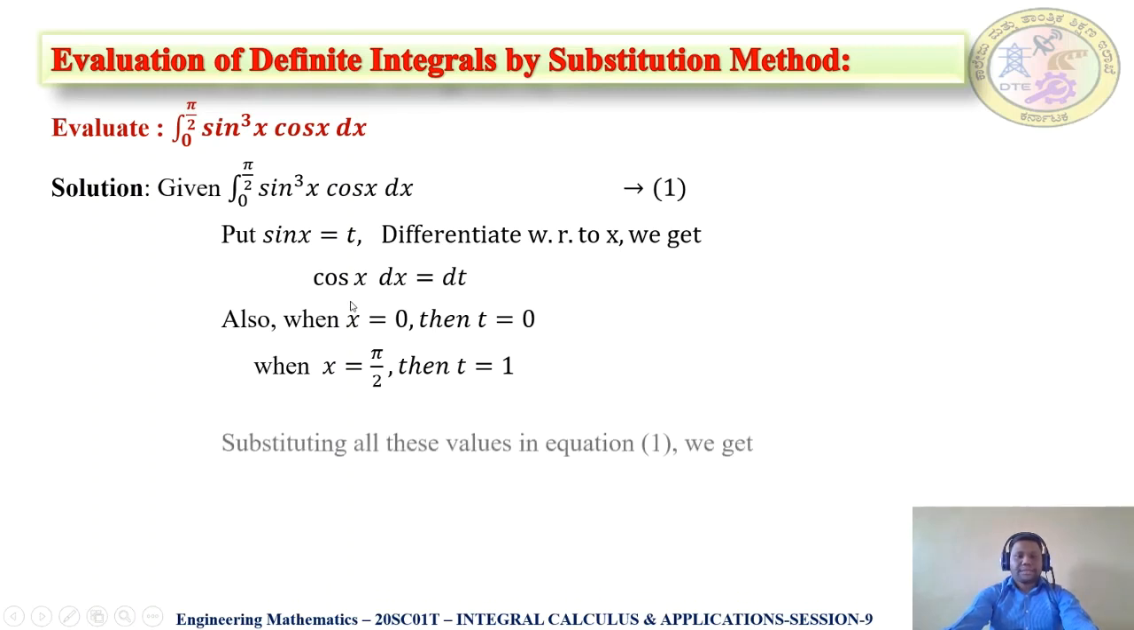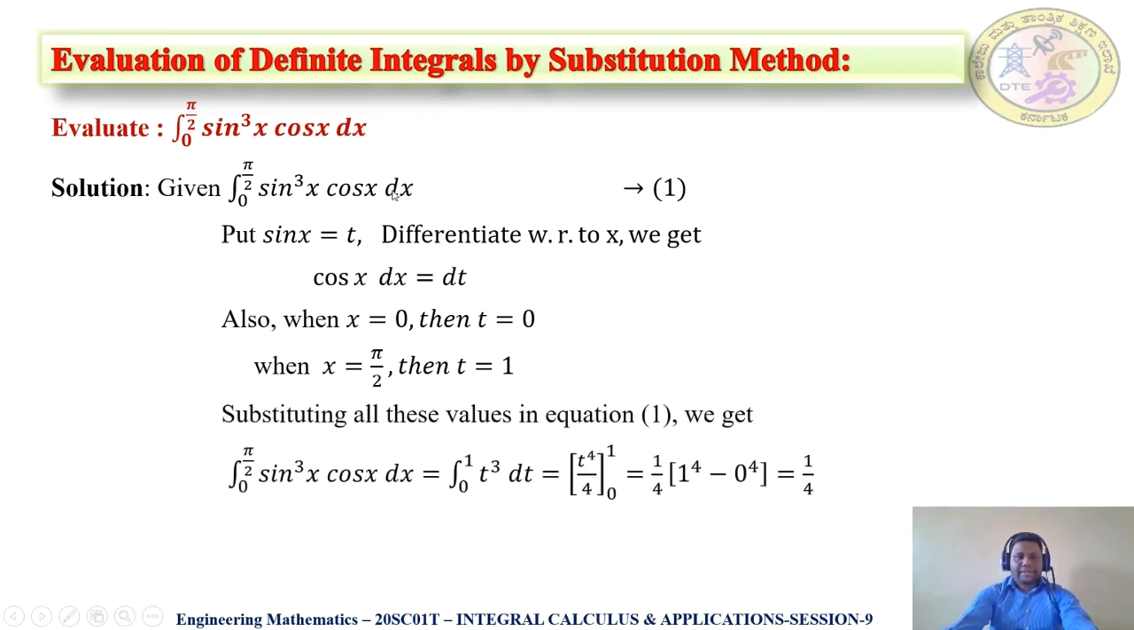Now, substitute all these values in equation 1. Then we get integration from 0 to pi by 2 of sin cube x cos x dx becomes, limits: x equal to 0 gives t equal to 0, so we put 0. When x equal to pi by 2, t equal to 1. So we substituted here. Then sin cube x means, if we put sin x equal to t, sin cube x means t cube. In the place of cos x dx, we have replaced dt. So all the variables in x we have now changed into t. Now it is a very easy one.